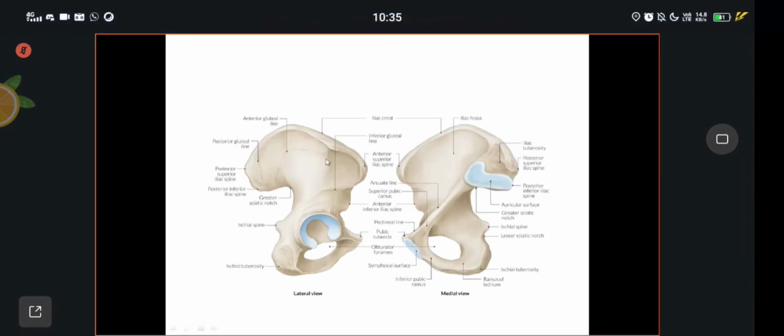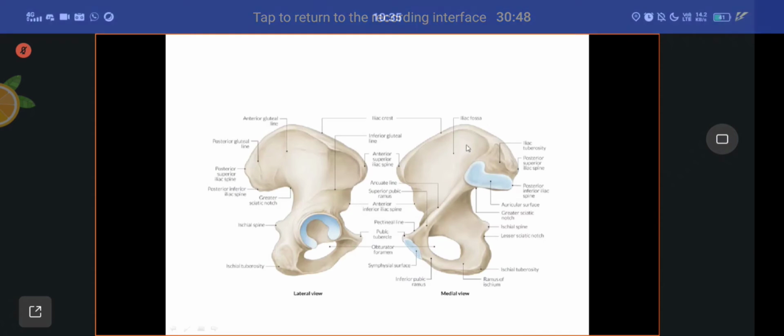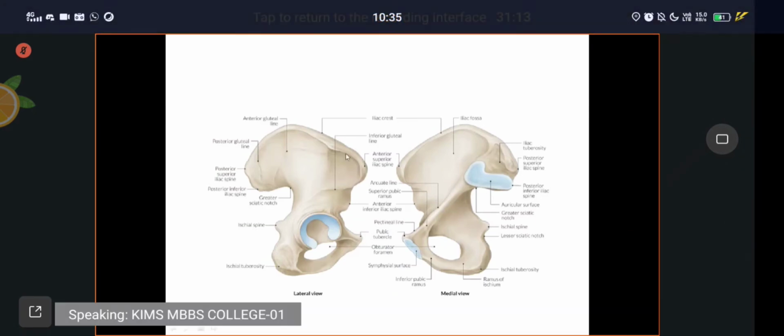So the ilium has three surfaces. One is the iliac surface, also called the iliac fossa. The second one is the sacropelvic surface, which is present between the posterior border, the greater sciatic notch and the medial border. And the last one is the gluteal surface. Still now, have you understood?